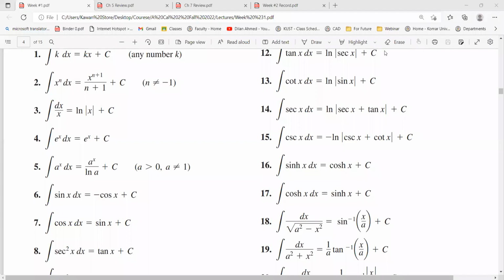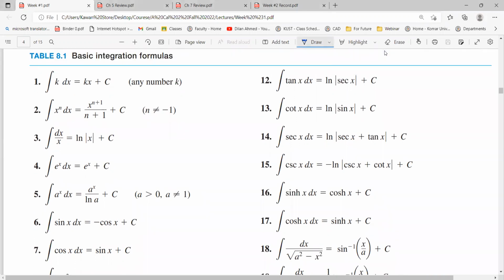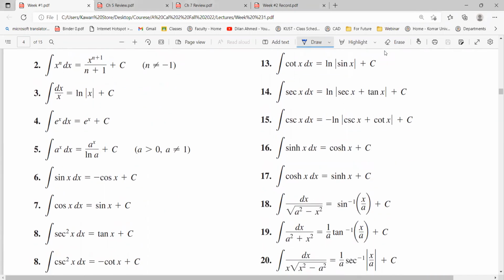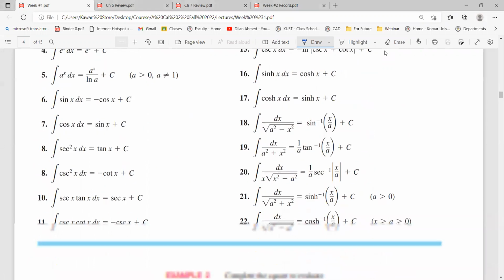Okay. So welcome back again. Today we are going to talk about the continuation of the revision of integrals. As we saw in the last lecture, we have many rules here, the first, second, third, and so on. And I think we mentioned all of them here till 22.